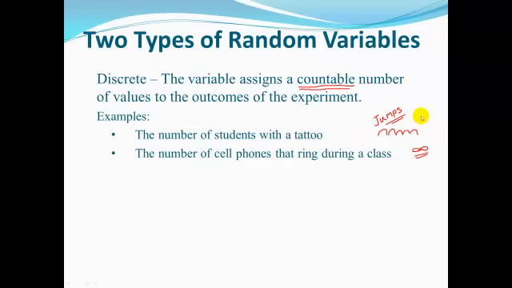The number of cell phones that ring, it's either 0 or 1. You can't have half. You can't have a third of a cell phone ring. I don't care if it's just the first note of your ringtone. Once it goes, that counts. And so it jumps from one value to the next.